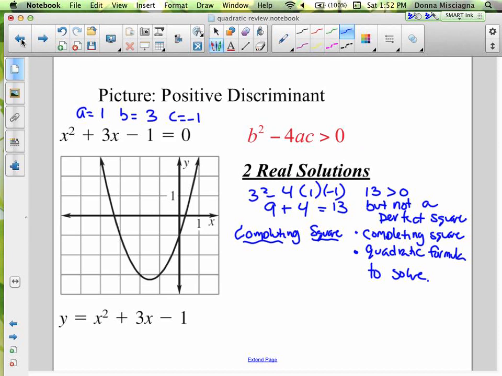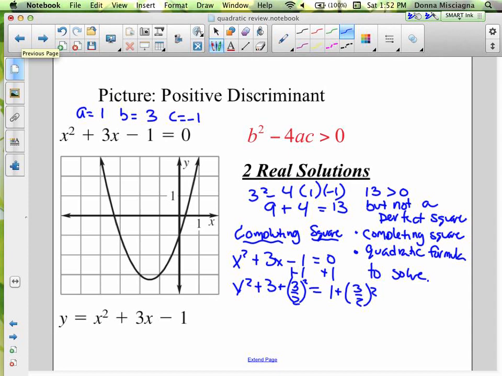All right, so completing the square, we'd have x squared plus 3x minus 1 equals 0. We would add 1 to both sides. So x squared plus 3x is equal to 1. I don't have a whole lot of space, so I'm going to leave a space there so I can add my b divided by 2 squared, 3 divided by 2 squared, on both sides. Perfectly fine to leave a space and then add it in.